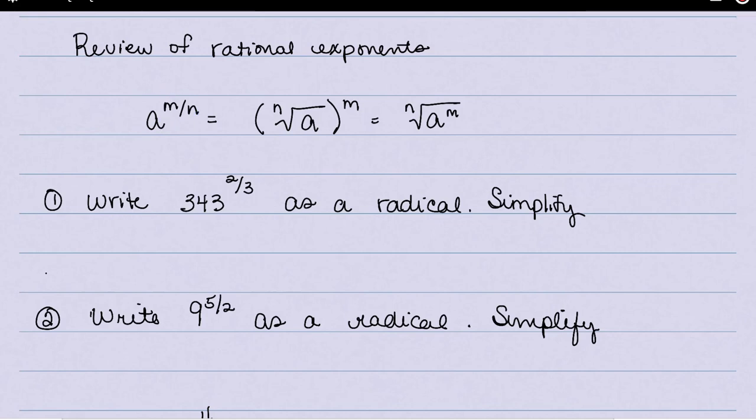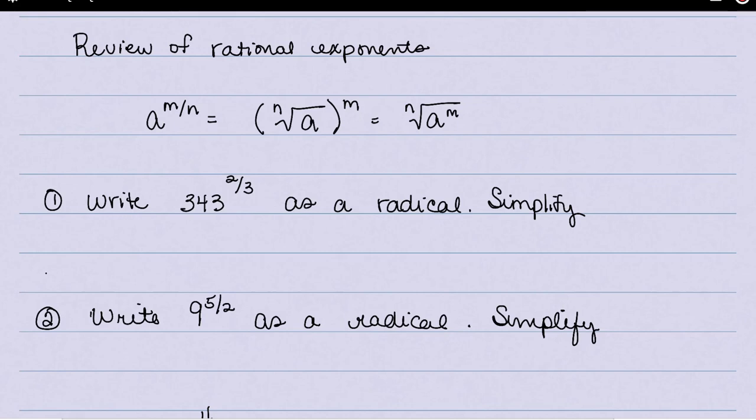So the numerator and the denominator, they are specific pieces of the radical. So the denominator n is the nth root. So the nth root of a carried to the numerator's power, so carried to the m. So the nth root of a carried to the m. You can also write it like this. So we're going to start by rewriting 343 to the 2/3 as a radical and simplify.